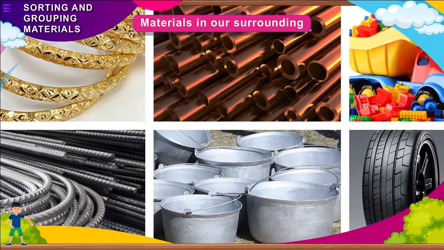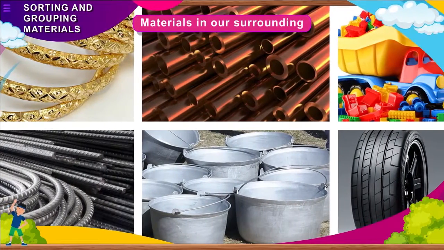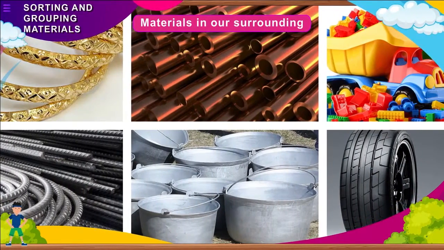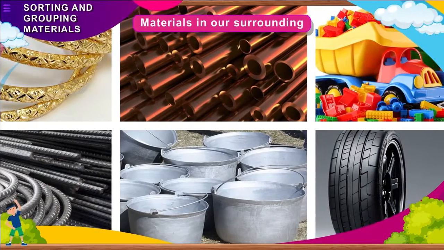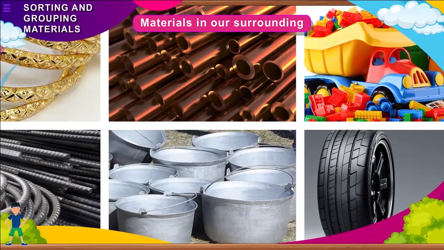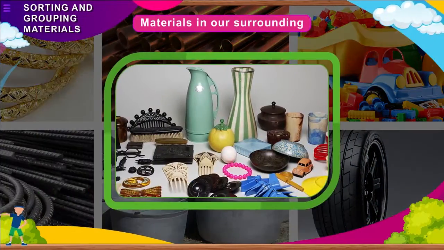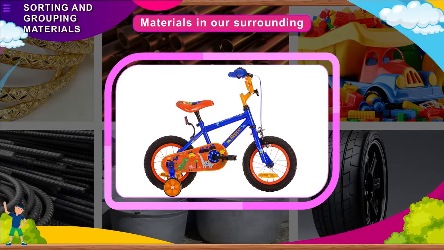Materials in our surroundings. There are many materials with which you may be familiar, while there may be some objects made from materials that you do not recognize or know. In some cases, one material may be used to make different kinds of objects. At the same time, two or more kinds of materials may be used in making an object.